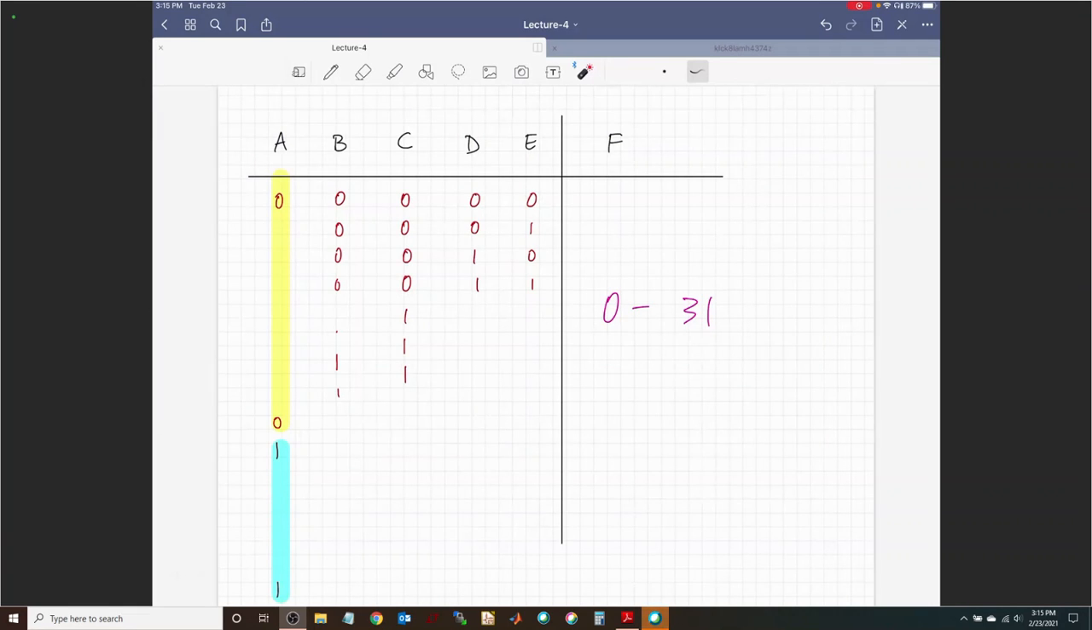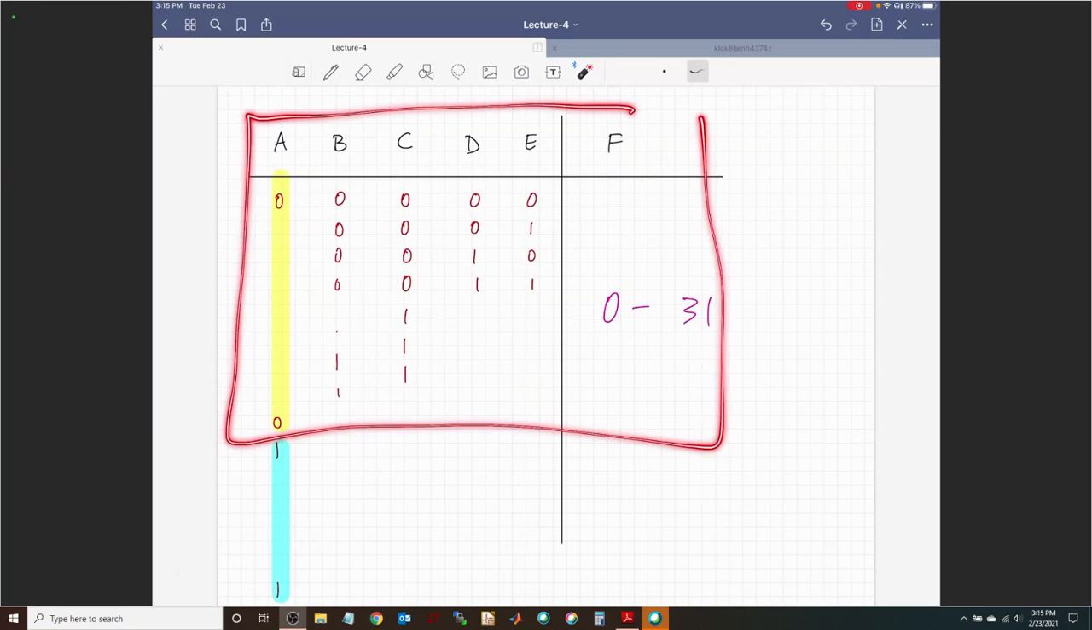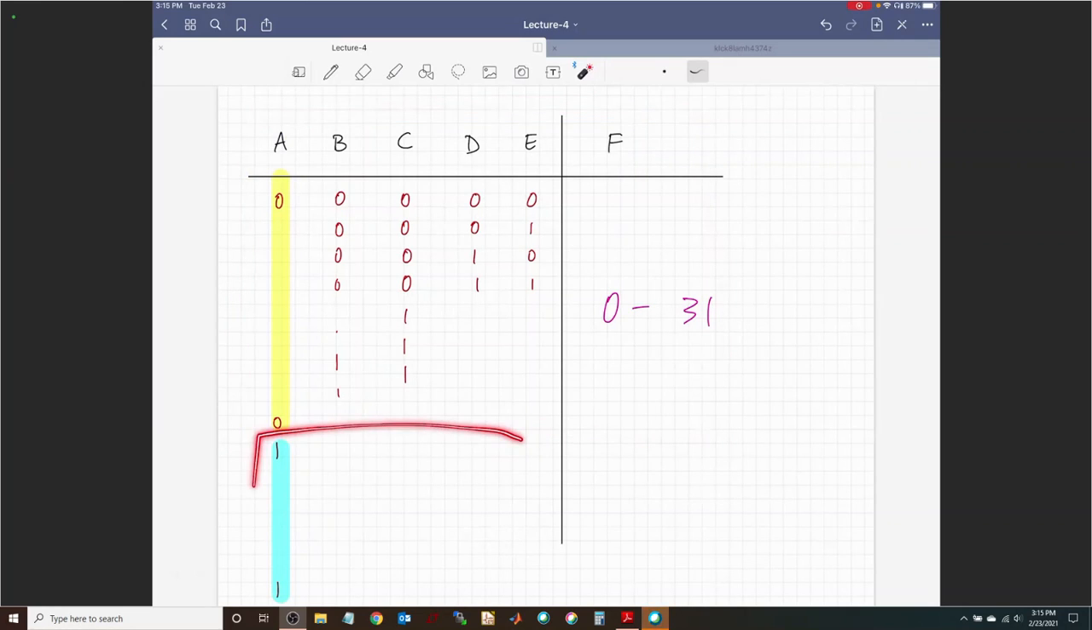All right, so there are just two 4 variable K-maps right next to each other. That's it. One K-map when A is 0, and the other K-map when A is 1. But they are just two 4 variable K-maps. It's just annoying.